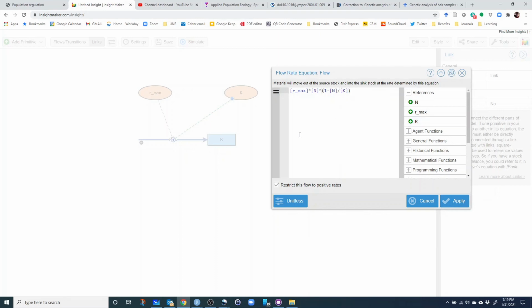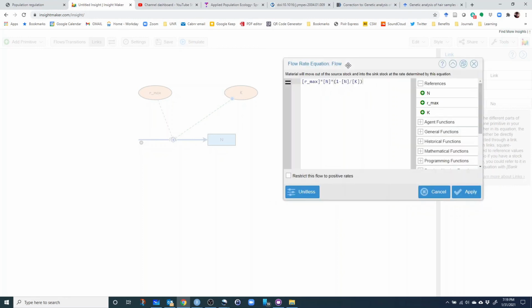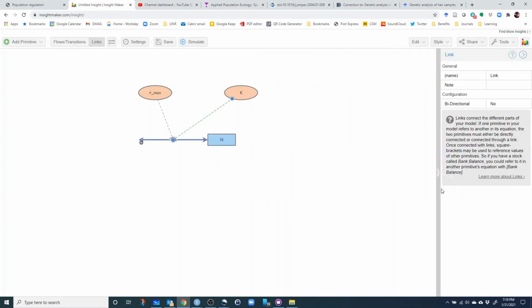And in order to make sure that this flow could be negative if the population was declining, we can uncheck that box. So that allows this flow to be negative or positive, which is realistic, because what if the R is less than 0? Then we should be able to see negative growth, that is a flow out. So this flow can now be a flow in or a flow out.